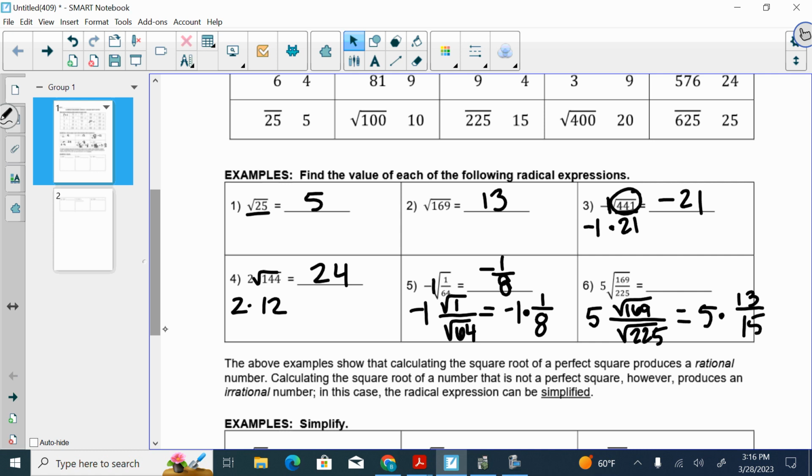What's 5 times 13 over 15? 13 over 3. Good. Remember, we can always multiply those in our calculator if we don't want to multiply the fractions by hand. Very good.